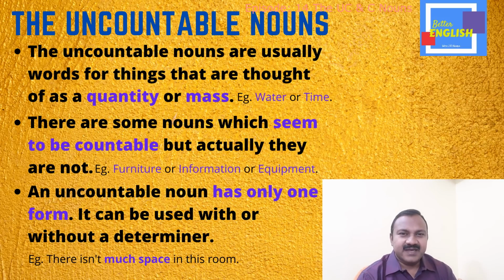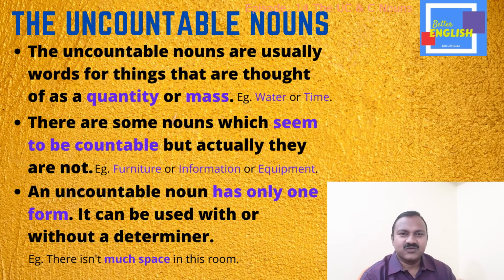Let me discuss the example related to the third point. There isn't much space in this room. You can either say space or much space. Both mean the same. When you use much, then you actually refer to some amount of space. Otherwise, it is quite okay for you to say there isn't space in this room. When I say there isn't much space in this room, what I refer to is some amount of space.